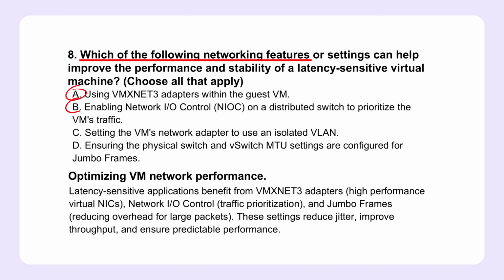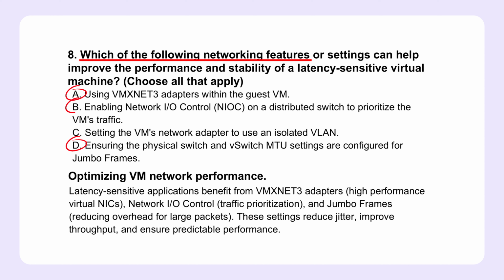Makes sense. Anything else? Third, think about jumbo frames. This means increasing the maximum transmission unit, the MTU size, usually to 9,000 bytes, up from the standard 1,500. You need to configure this end-to-end on the VM's NIC, the vSwitch, and the physical switches. For large data transfers, jumbo frames reduce the number of packets, which lowers CPU overhead and can improve throughput.